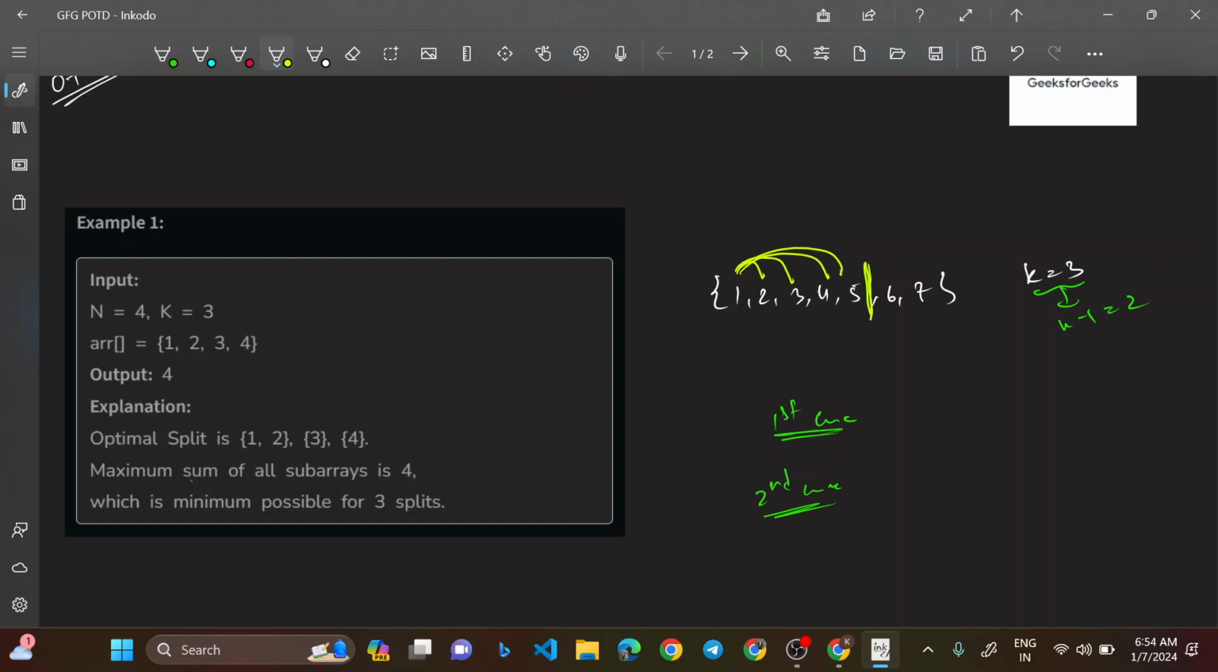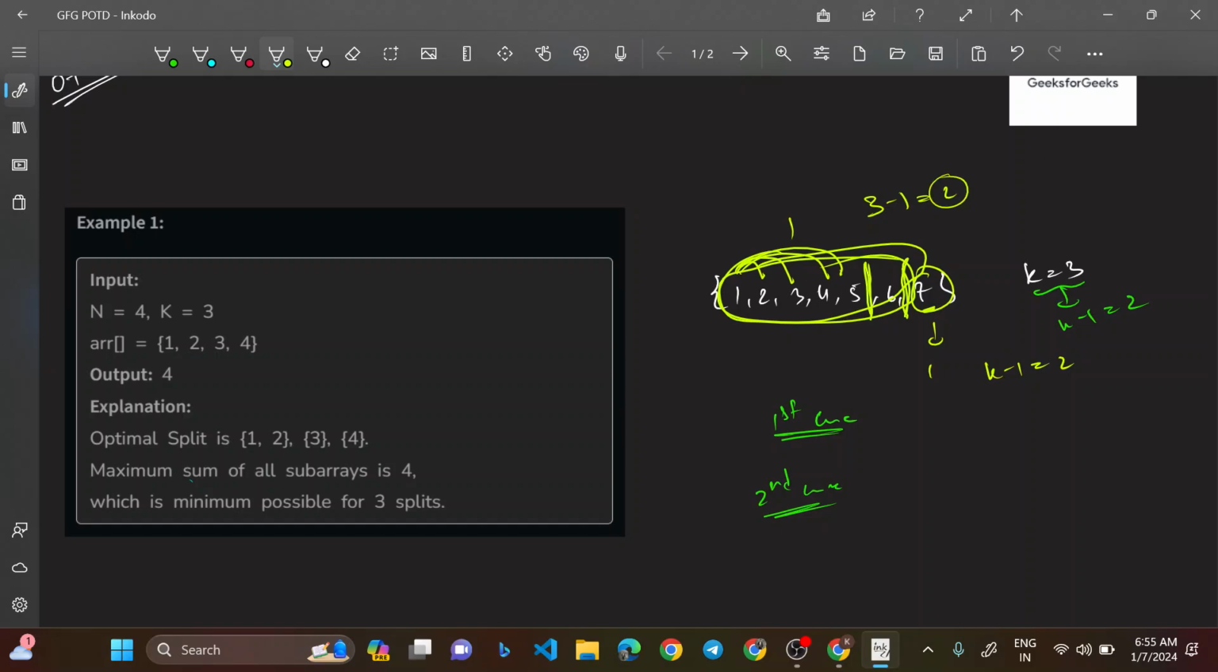Why is that so? Let us assume you take these elements to be one subarray. Now how many elements are left? One. Now one element is there, and you need to form K minus 1 subarrays, that is actually equal to 2, because this whole thing is one subarray. So still two subarrays are needed, and you have only one element. You need to form two subarrays. Is that possible? No, it is not possible.